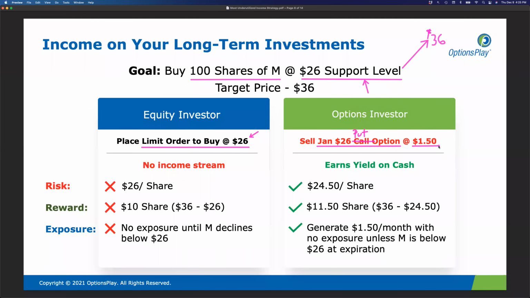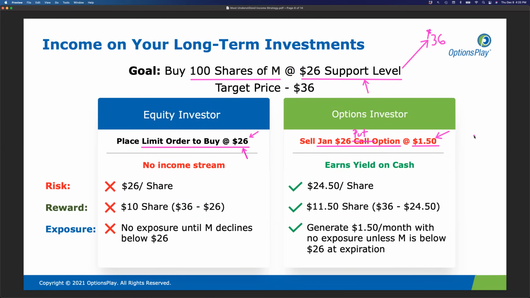It sounds exactly like a limit order. A limit order obligates you to buy the stock at a specific price if the stock hits that price sometime in the future. So when you compare a limit order and a short put, you have the exact same obligation. But the difference between a limit order and a short put is that a short put pays you $1.50.